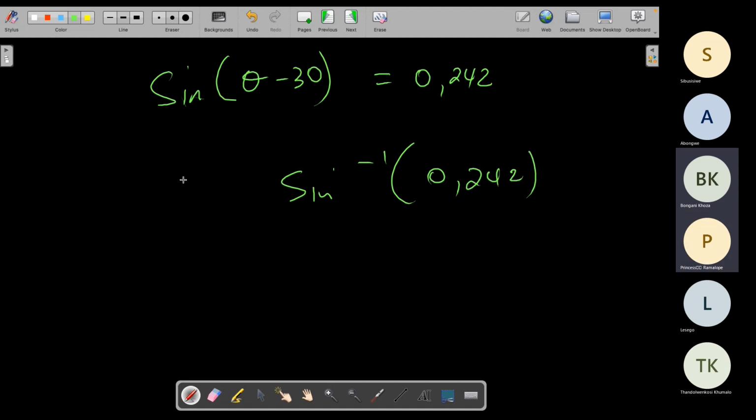So we have arc sign of whatever you got, right. Like this. So now what's left? Theta minus 30, right? So it's theta minus 30, like that, right? So what do we get for arc sign, whatever?